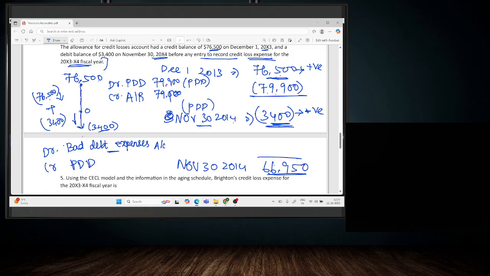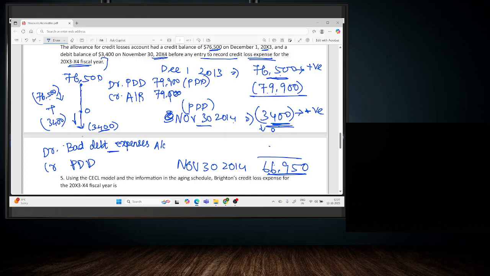Right. So we should have 66,950 at the end of the year, but we have only 3,400. So first, this negative 3,400 should be increased to 0. Right? Then from 0 it should increase to 66,950. So totally by how many rupees should we increase this so that the closing balance will become 66,950? That is what we need to calculate.